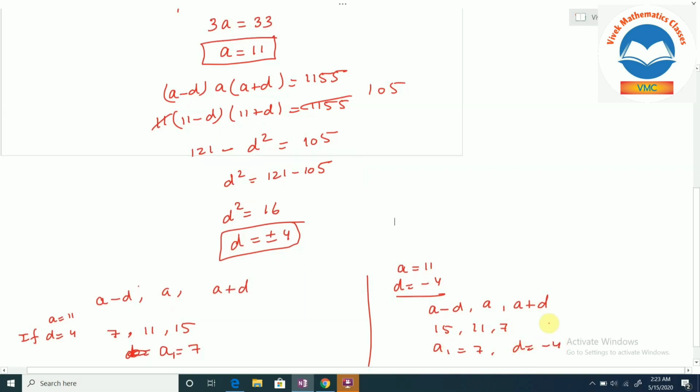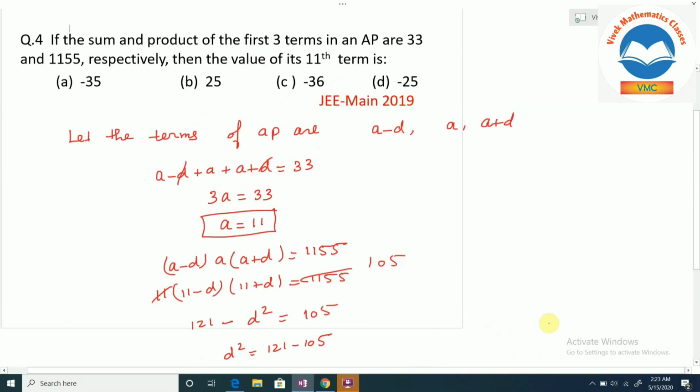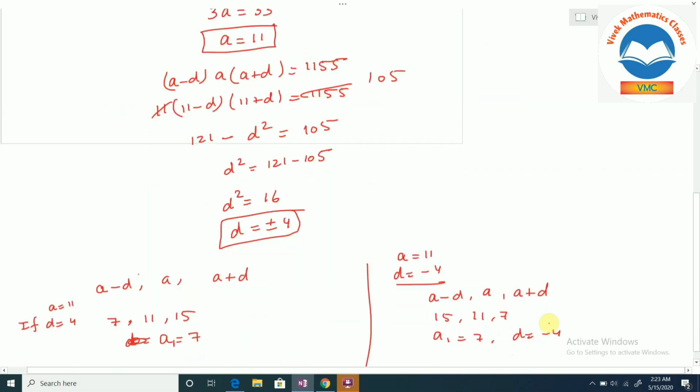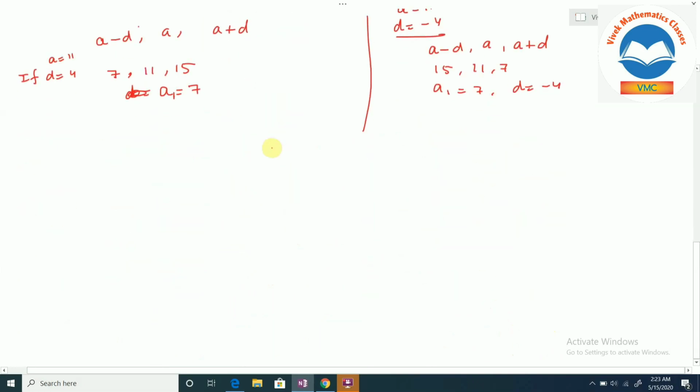Okay. What are they asking in this? They are asking for the value of the 11th term. We need to find the value of the 11th term. In both cases, we will find the 11th term and check which is the answer. What will T11 be in the first case? T11 is A1 plus 10D. A1 value is 7, so 7 plus 10 into 4, which is 7 plus 40. This will be 47. So T11 we are getting as 47.